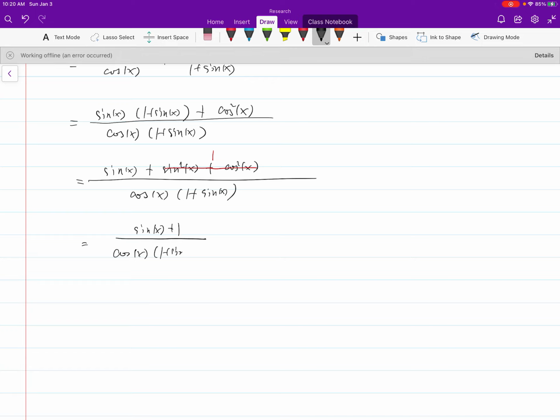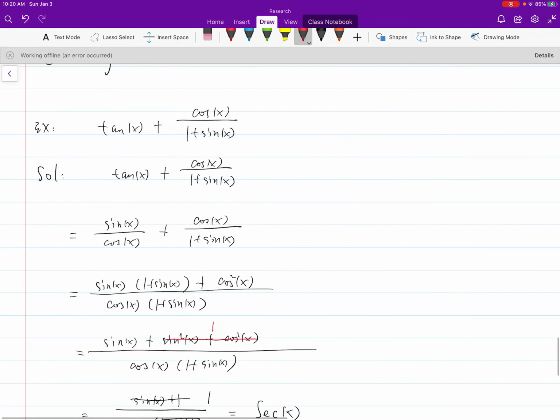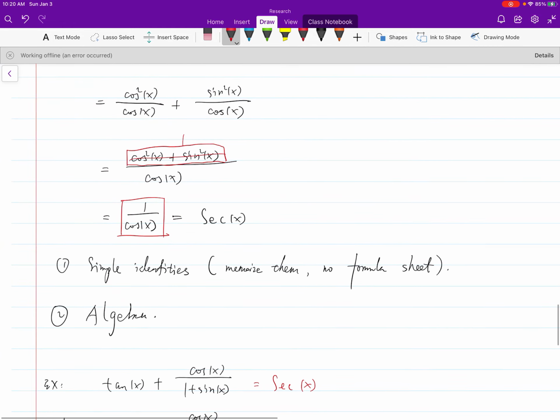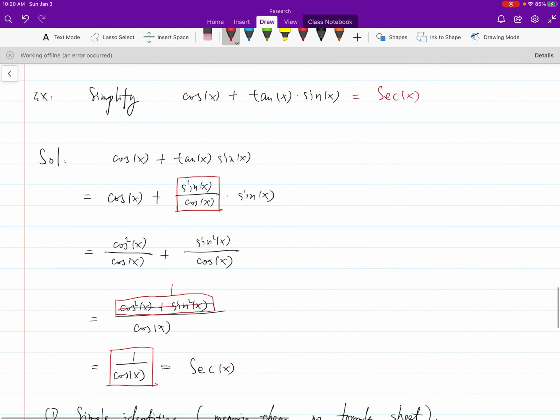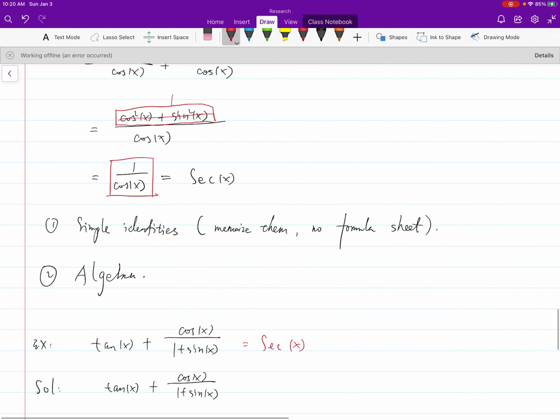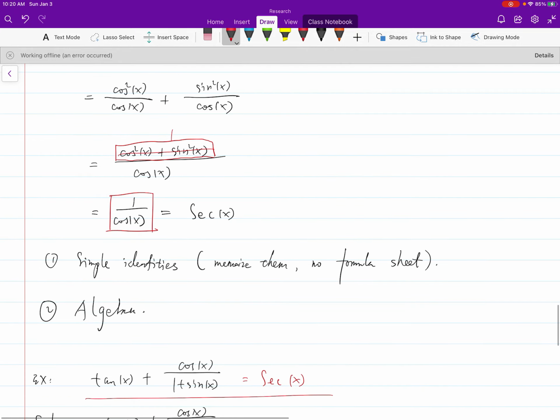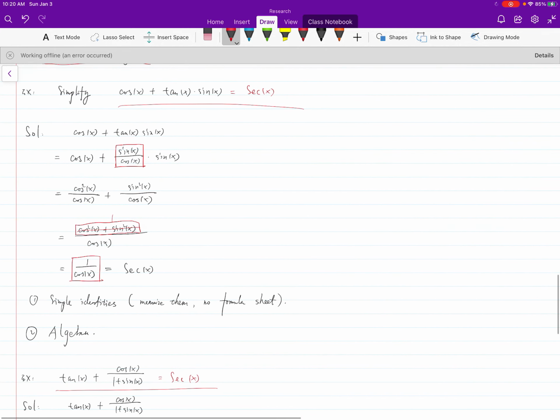Can you do more? Well, you have sine x on the top, plus a 1. You have a 1 plus sine x on the bottom. Once you simplify everything so they cancel out, you have a 1 left on the top, you have a cosine on the bottom. This one again is secant x. Beautiful. So the first one simplifies to secant x. The second one, after simplification, becomes secant x.